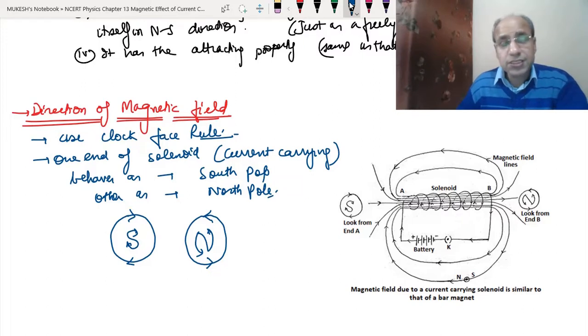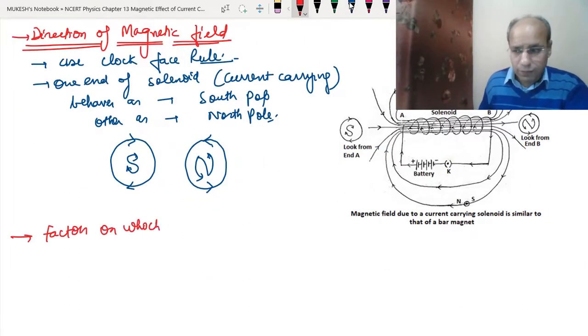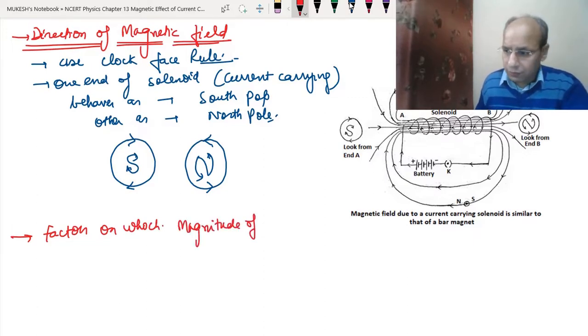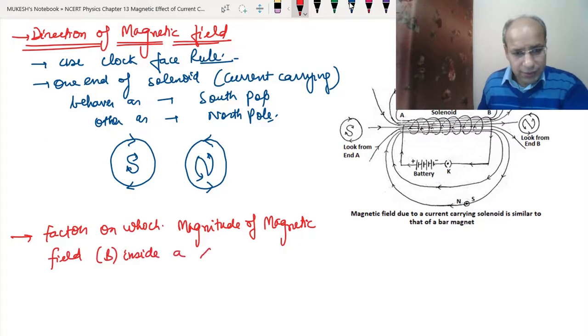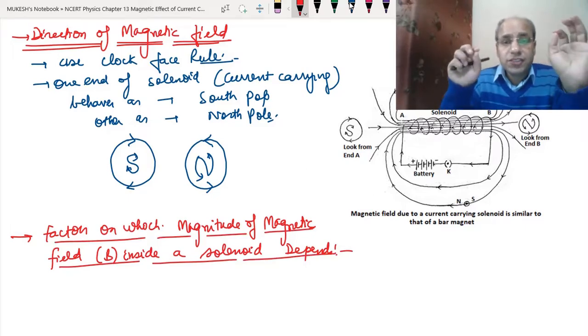Now we will just discuss what are the different factors on which the magnetic field due to a current carrying solenoid depends. Factors on which the magnitude of magnetic field, means B, inside a solenoid depends. Okay, as we learned in the coil, first of all it depends on the current. The same way here, the field will depend on the current.